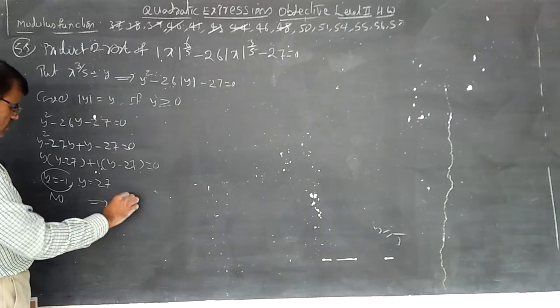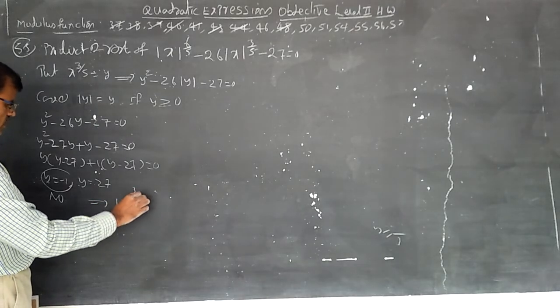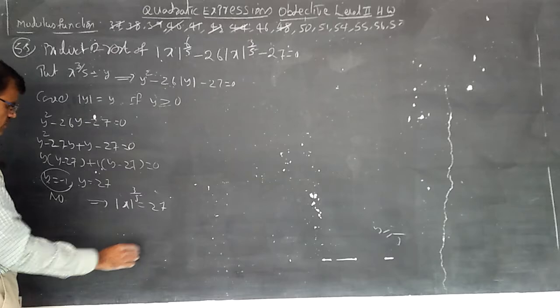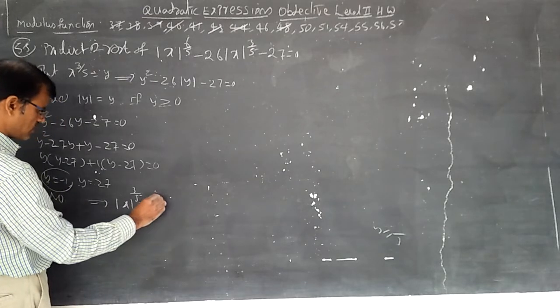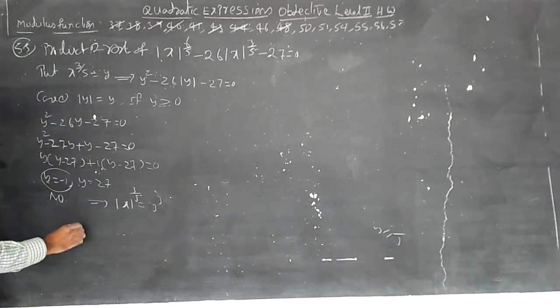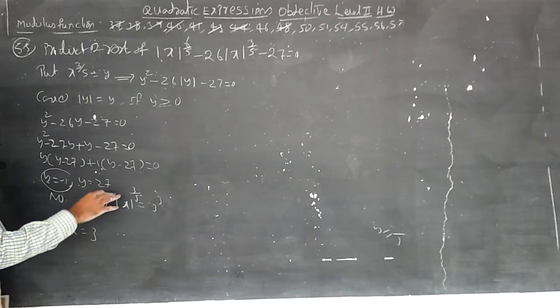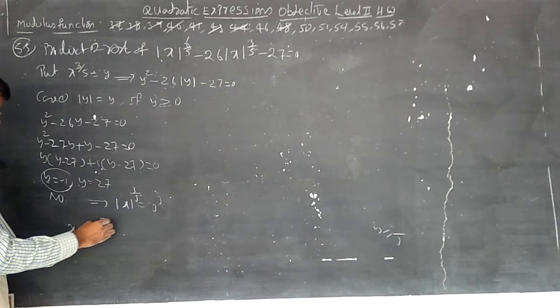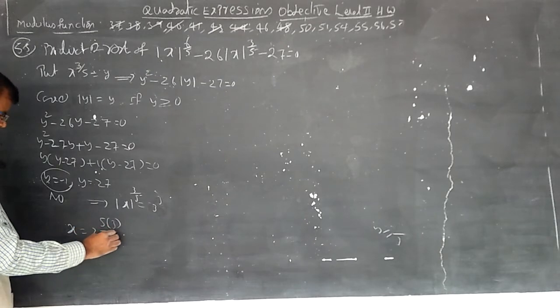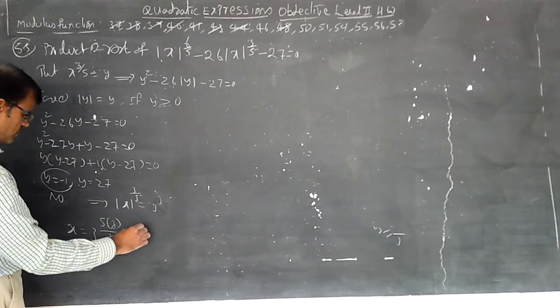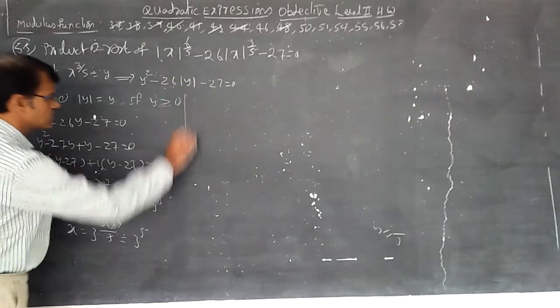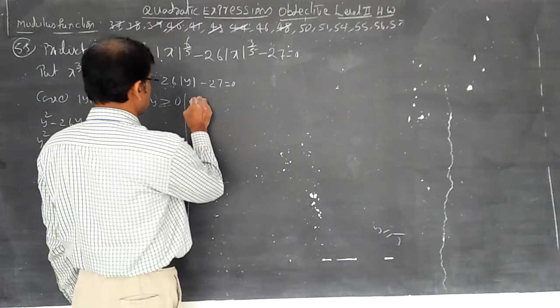That implies modulus of x power 3 by 5 equal to 27, which means 3 power 3, you write it. So modulus x becomes positive. x is equal to 3 power 5 by 3 into 3, so 3 power 5. This is a root. Case 1. Next is case 2.